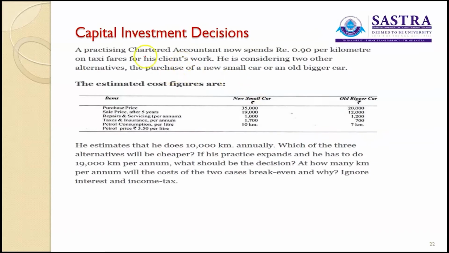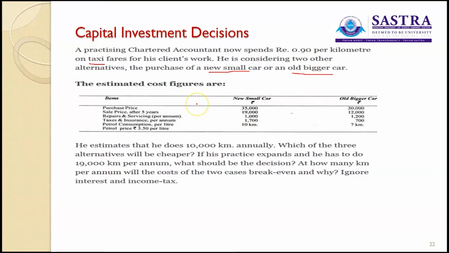Next is capital investment decisions. A practicing chartered accountant now spends rupee 90 paise per kilometer on taxi fares for his client work. He is considering two other alternatives: the purchase of a new small car or an older bigger car. Now we have 3 alternatives here. First one is he is going by taxi. The next one is they go for a new small car or an old big car.